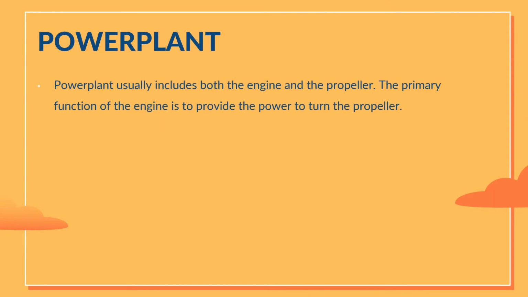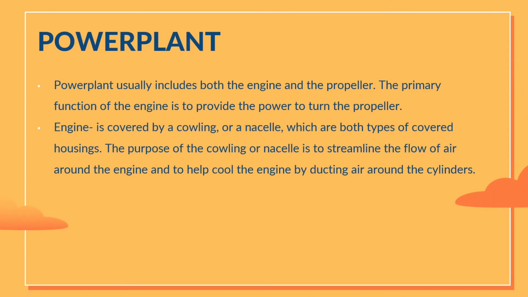Last but not the least is the power plant. It usually includes both the engine and the propeller. The primary function of the engine is to provide the power to turn the propeller. The engine is covered by a cowling or a nozzle, which are both types of covered housings.